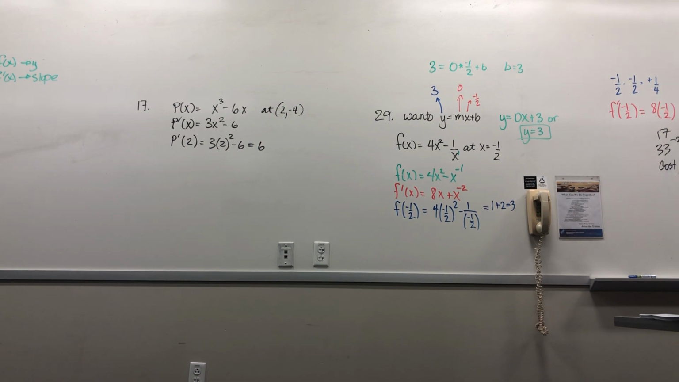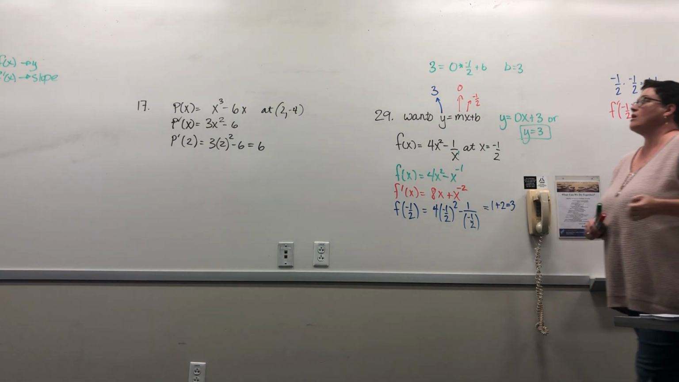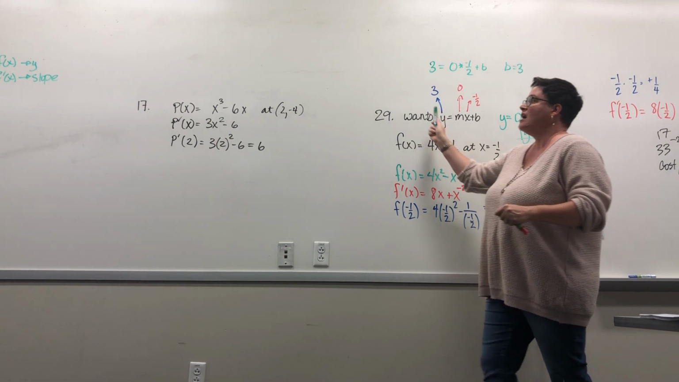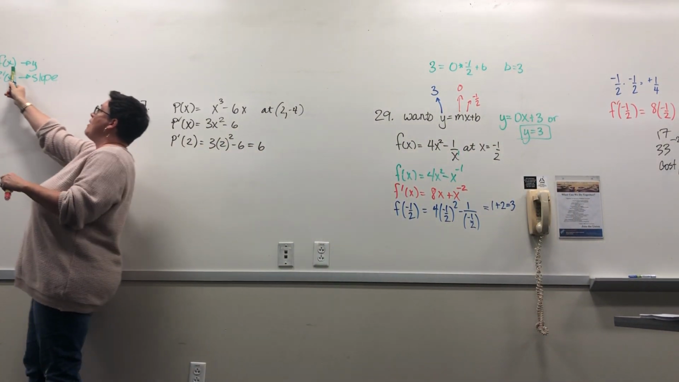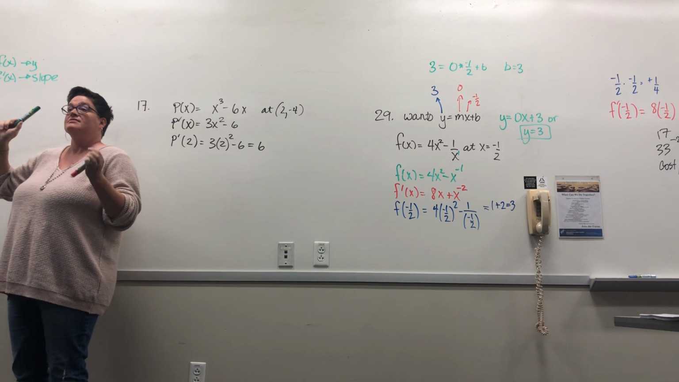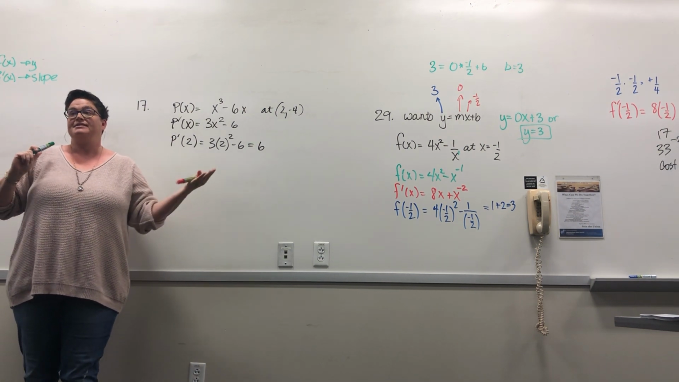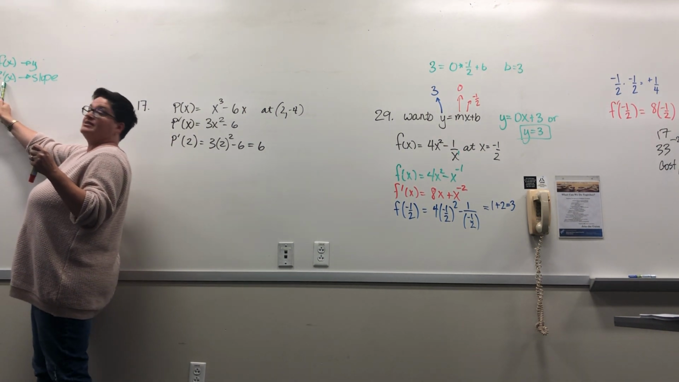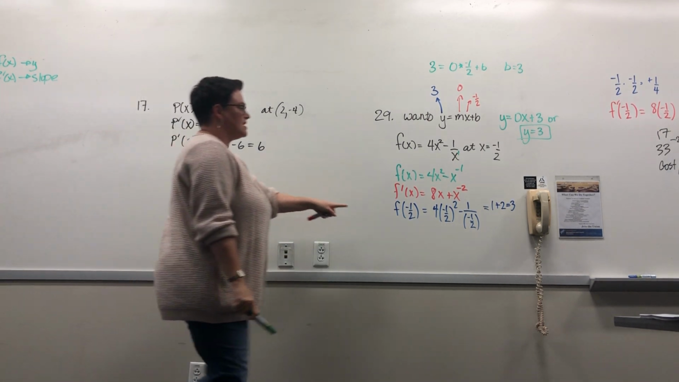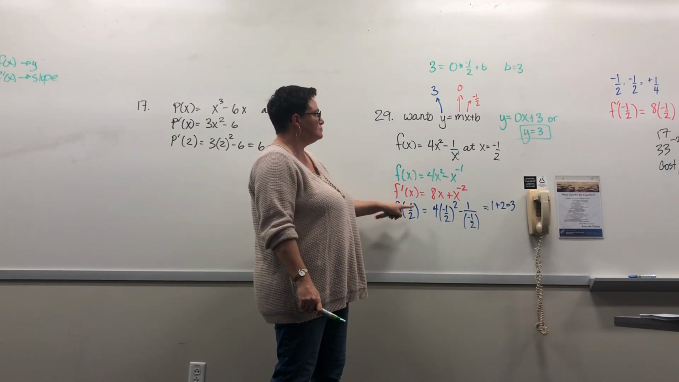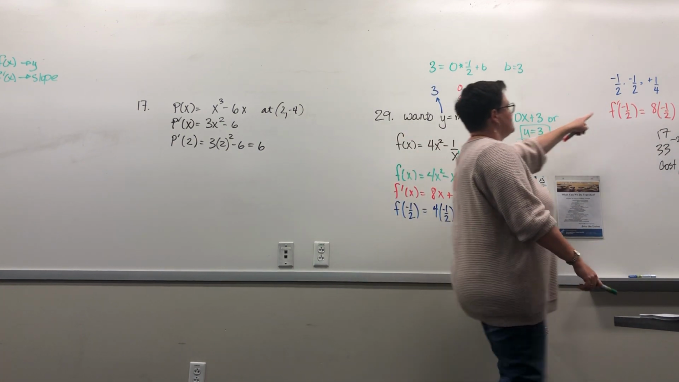Why would you plug it into that one instead of the one down there? I get how you got to that second equation, but why would you want to do that? It depends on what I'm looking for. If I want to look for y, I'm going to go to the original function to get y using my x. If I want slope, which is my m, I would plug x into the derivative, f prime. So that's what I did here.